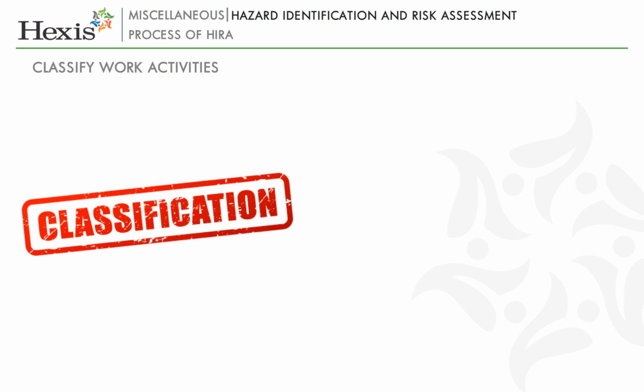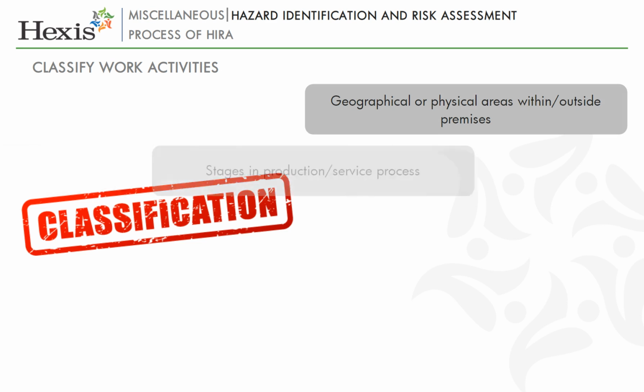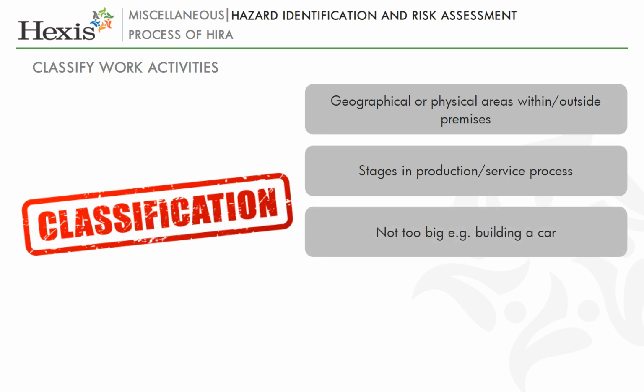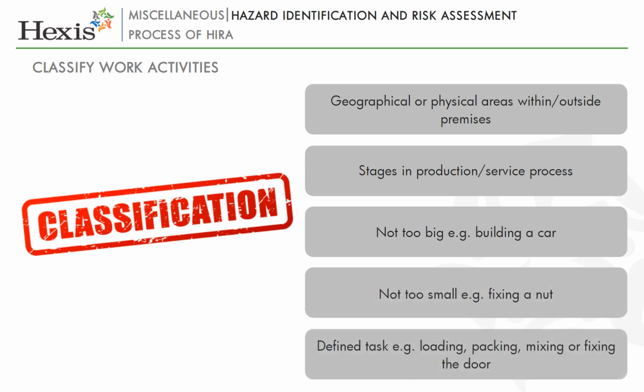Work activities can be classified in accordance with their similarity, such as geographical or physical areas within or outside premises, stages in production or service process. Not too big, for example, building a car. Not too small, for example, fixing a nut. Or defined task, for example, loading, packing, mixing, or fixing the door.